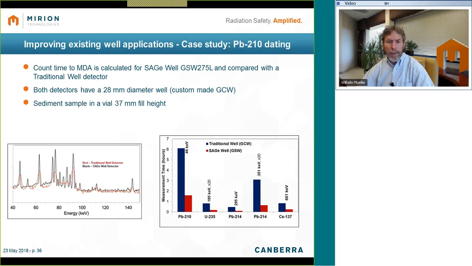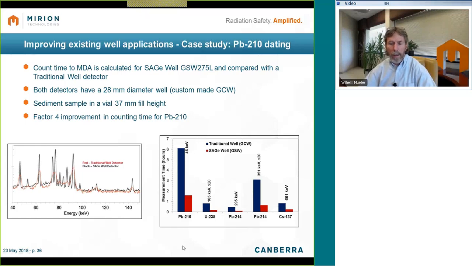The sample is a sediment in a vial with a 37-millimeter fill height, and you can see in the bottom right-hand corner of this slide the dramatic difference in counting time required to meet a certain MDA, with the traditional well detector being in blue and the Sage well in red. A factor of 4 improvement was realized for lead-210, which is a common analyte used in well detector counting.